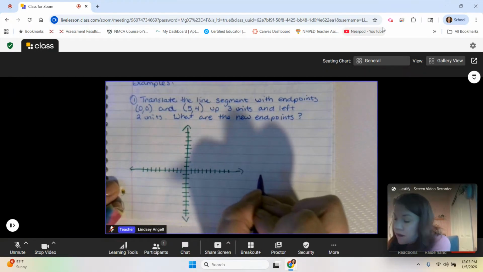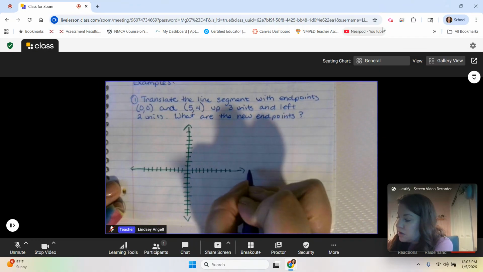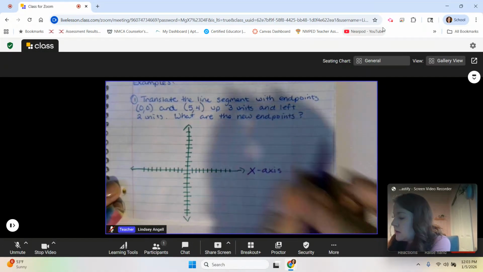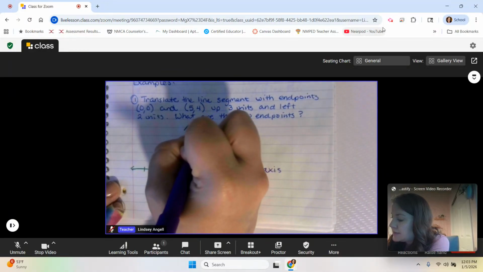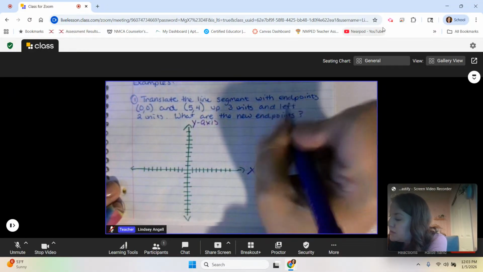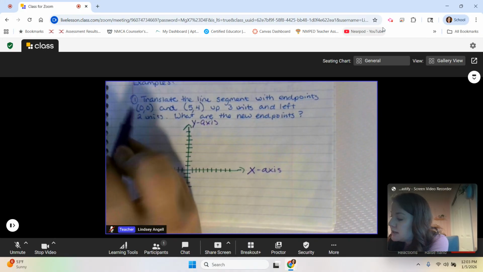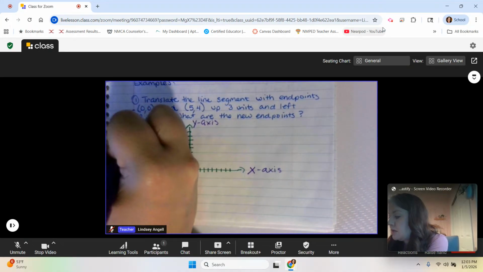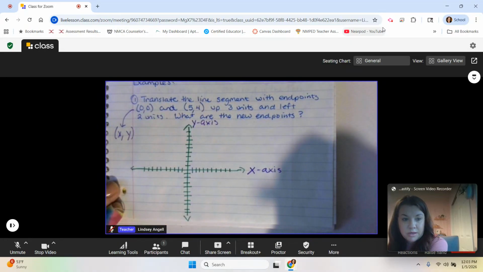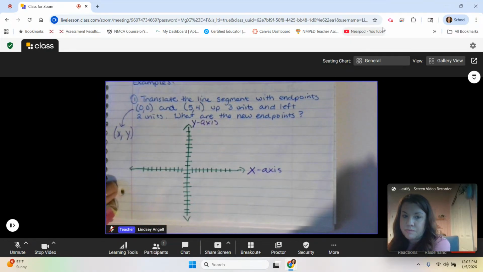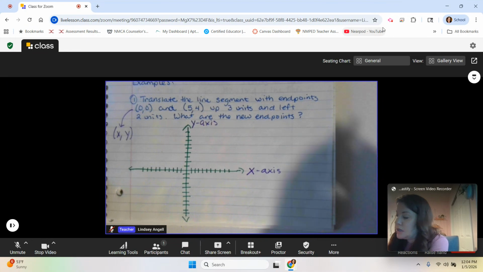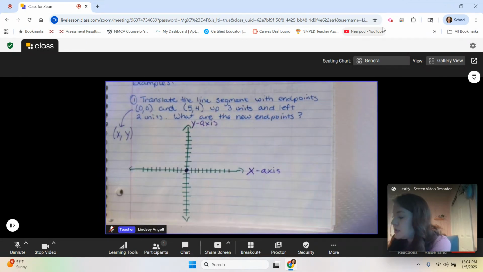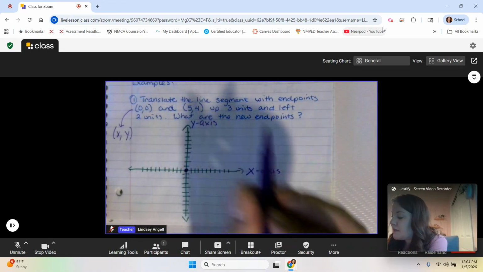Okay, so our first point is (0, 0). Let's talk about our graph. As a reminder, we've got our x-axis and our y-axis. And within our points, the first one is your x value, the second one is your y value. So that's important to remember too. Okay? So let's see, (0, 0). Well, that's right where the axes cross. And then we've got (5, 4).